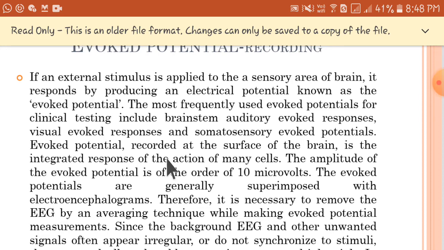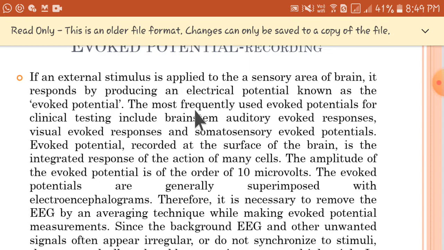That is, for taking electrical measurements, we give some external stimulus to the brain, and the brain reacts to that stimulus. This electrical reaction of the brain is known as the evoked potential. For evoked potentials we mainly use auditory responses, or we can give visual evoked responses.